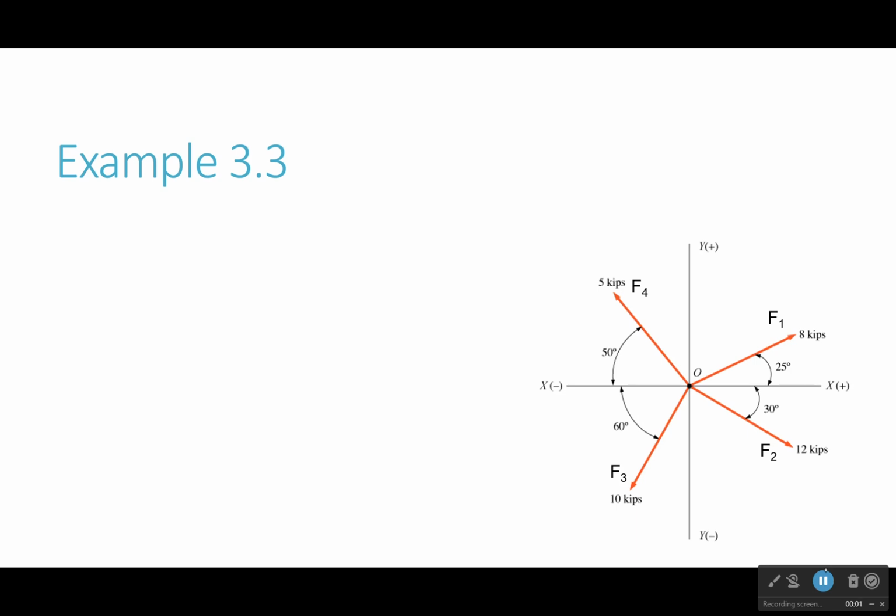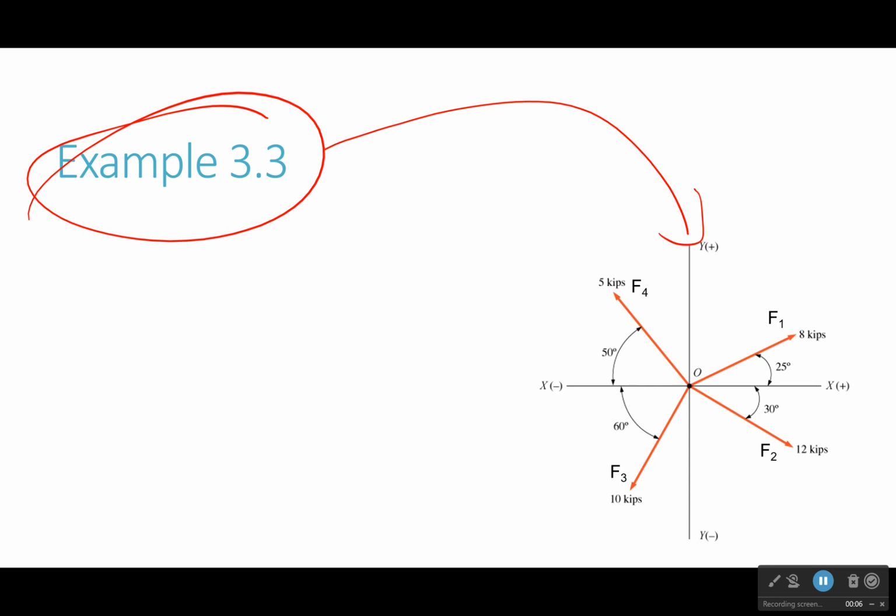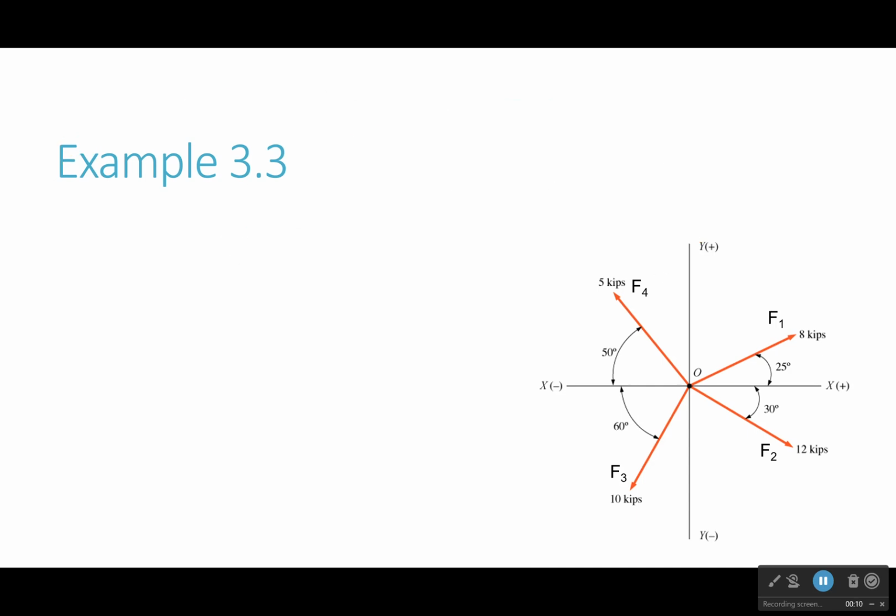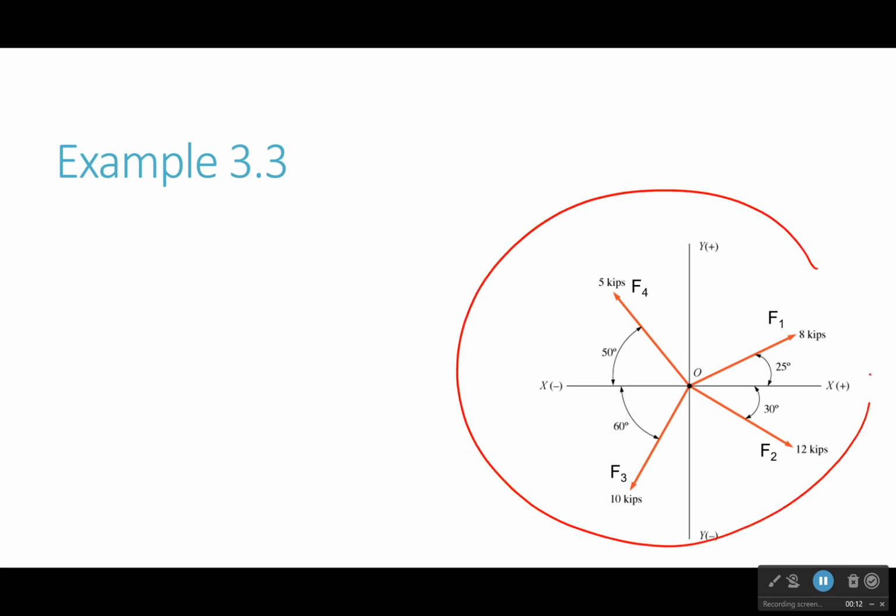Hi everyone, welcome back, and here's that example 3.3 again that I worked partially earlier. Now this time we're going to see all the numbers and we're going to make sure we go through every single step to figuring out the resultant from four forces. Now at this point you should really avoid the parallelogram method. It is still possible to solve, it is just painful.